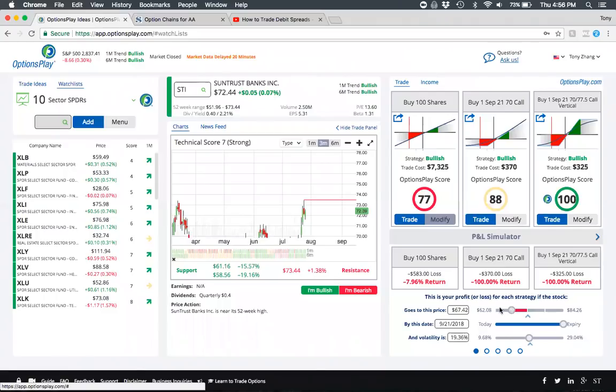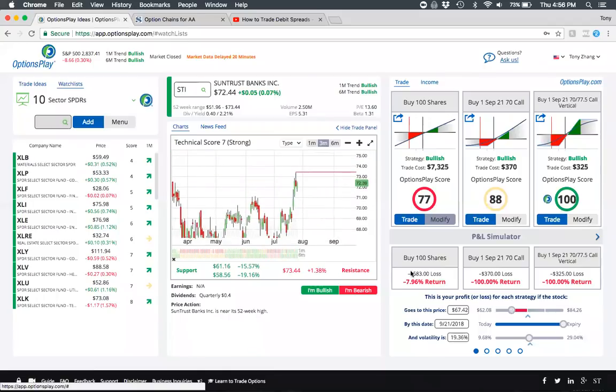So even if the stock blows up, as you can see, if I bought 100 shares of this stock and the stock went back down to that $68 level, which is where it was just at a few days ago, I'm losing $525 if I bought that stock. I'm only losing $370 if I bought this call option, and I'm only losing $325 if I bought this call spread. So again, minimizing my risk and still at the same time maximizing my return if I am correct.